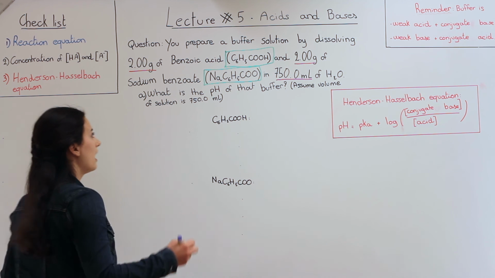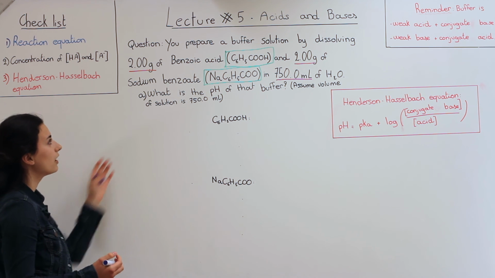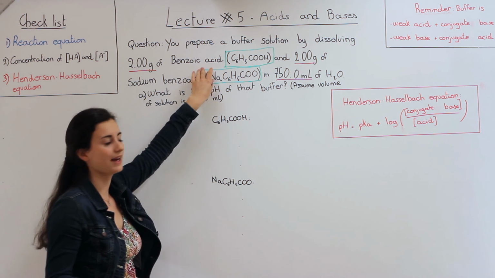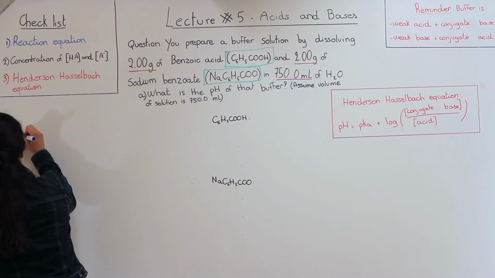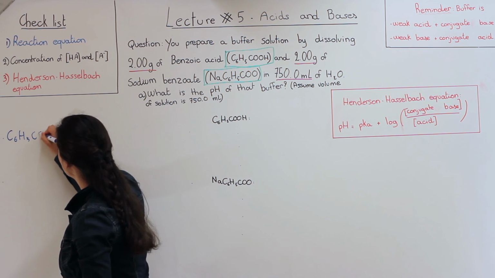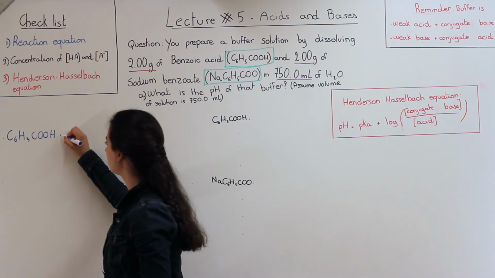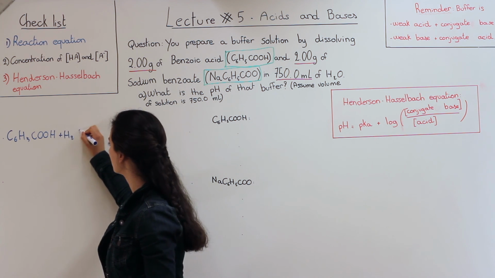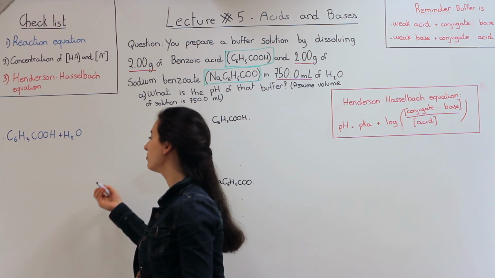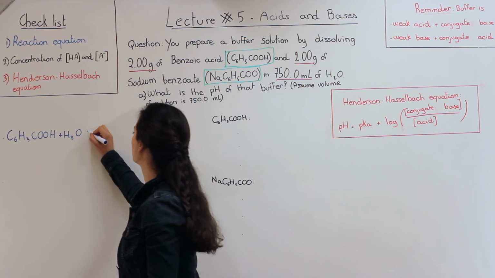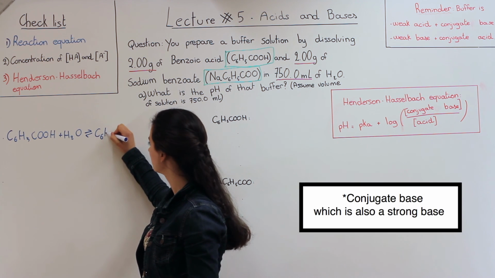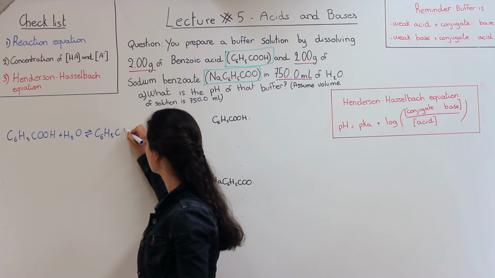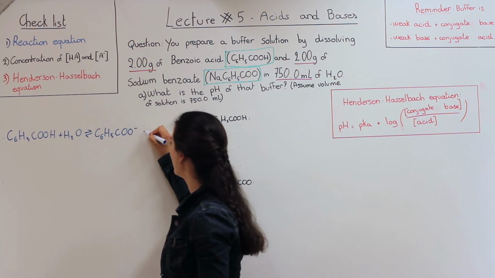To do that, I'm first going to write the dissociation of the benzoic acid, because it's a weak acid, in water. C6H5COOH plus water goes in a reversible reaction because it's a weak acid to form a weak base and H3O+.